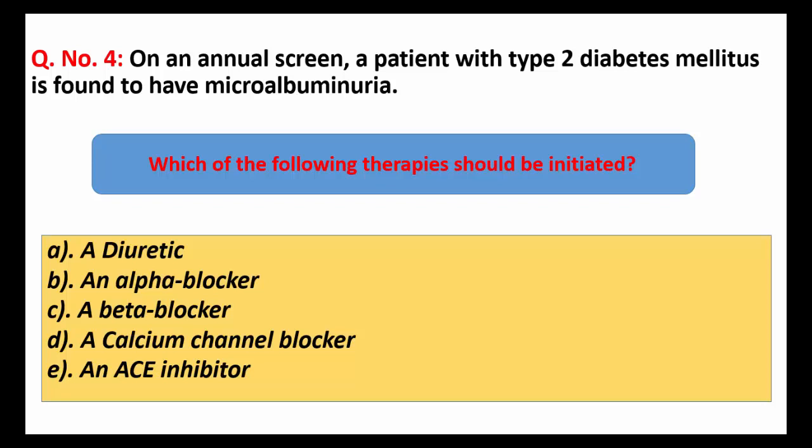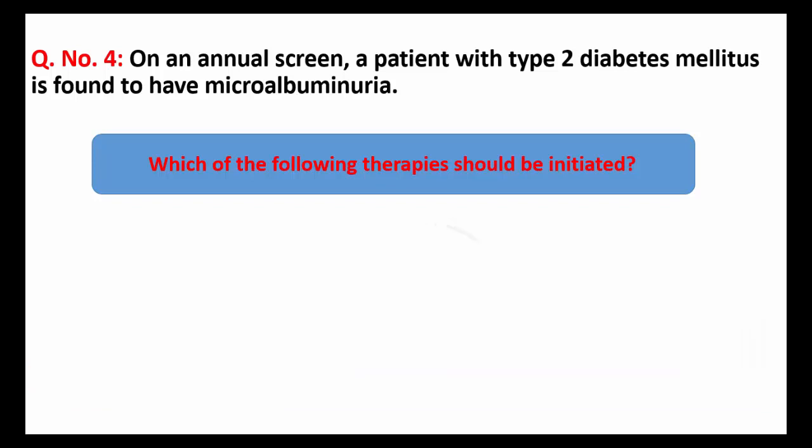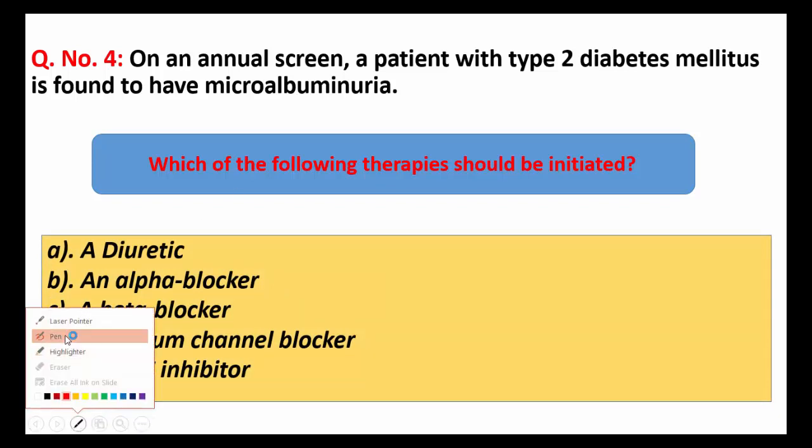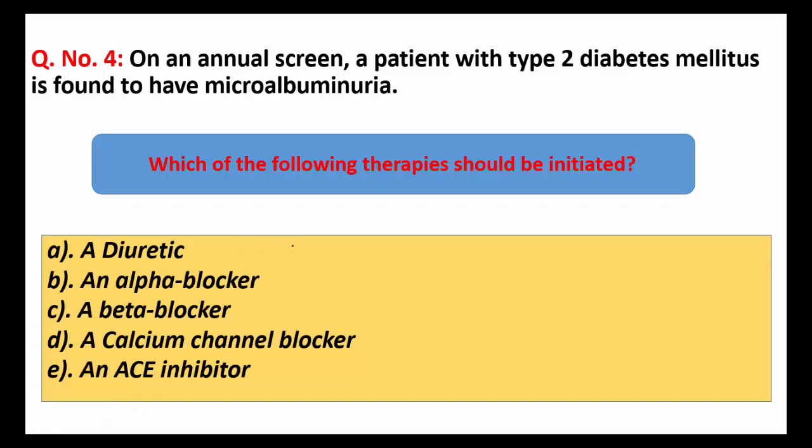But if we want to stop the disease progression, we need a medication that will stop or slow down the proteinuria. So we know on the efferent arterioles there are receptors for angiotensin, ACE receptors, angiotensin converting enzyme receptors.